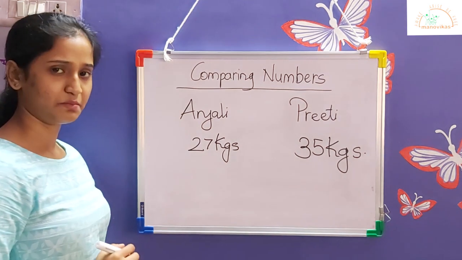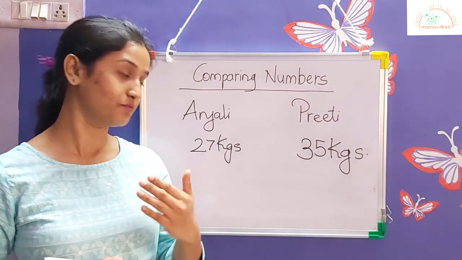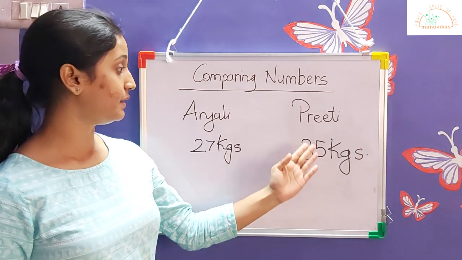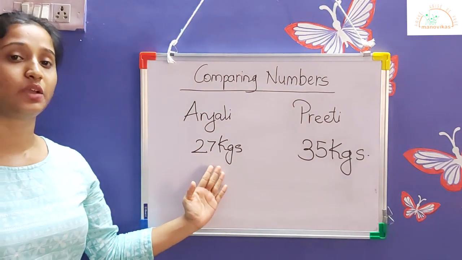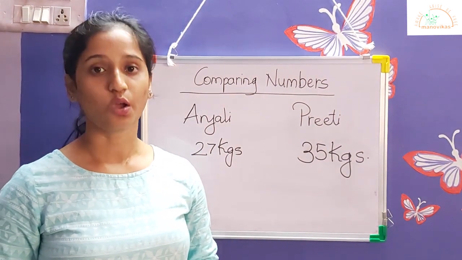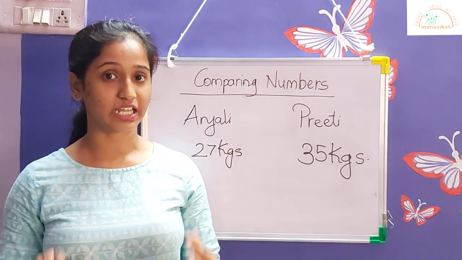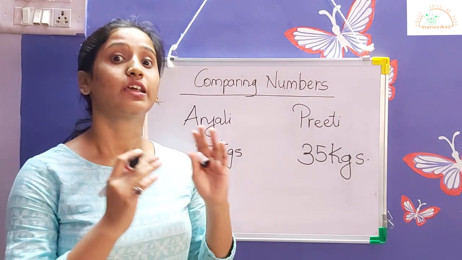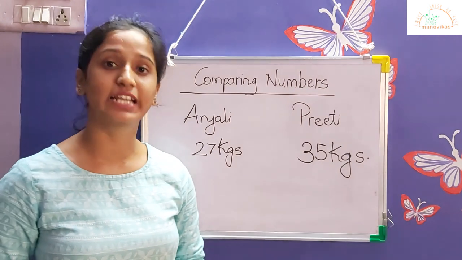Now can you tell me who is stronger among them? Yes, obviously Preeti, as Preeti's weight was 35 kgs and Anjali's weight was 27 kgs. Now when I ask you this question, what am I actually telling you to do? I'm actually telling you to compare both the numbers and tell me which number is greater.